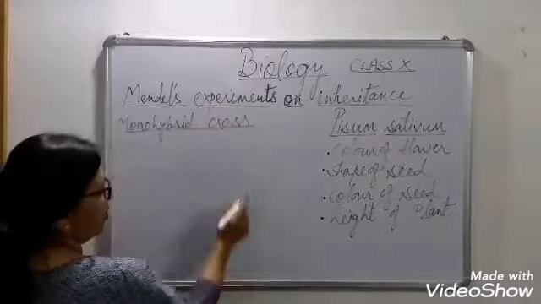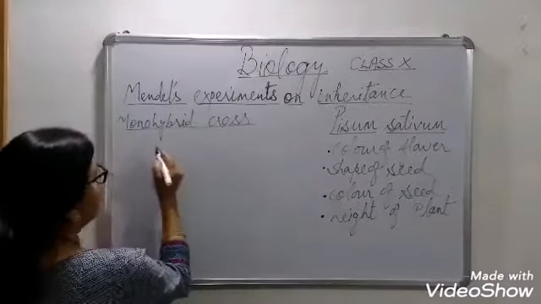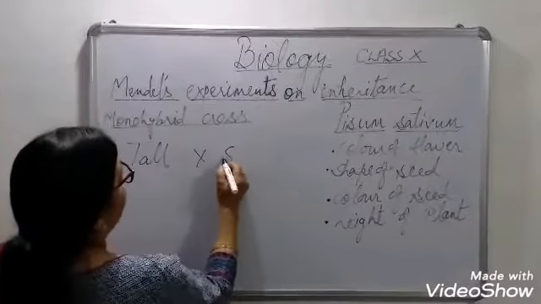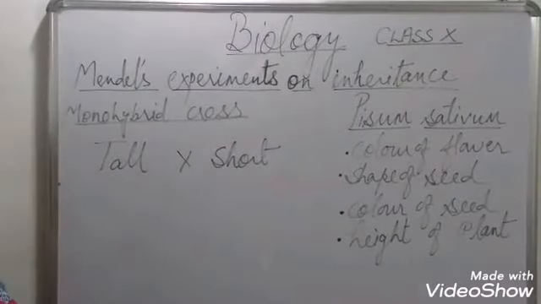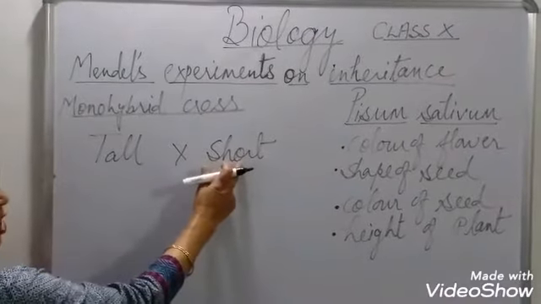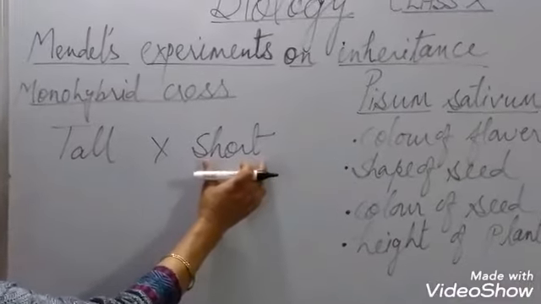What happened in monohybrid cross? He considered 1 character, that is height of the plant. So height of the plant was tall or second trait was short, because he took 1 character with 2 contrasting traits. So one was tall plant and was crossed with short plant.